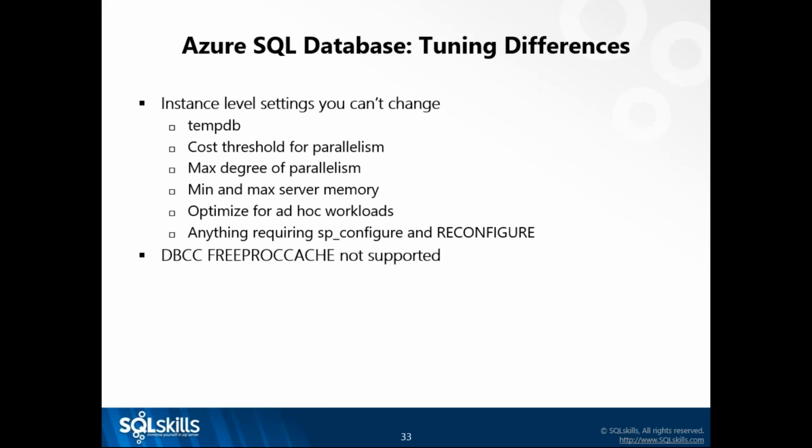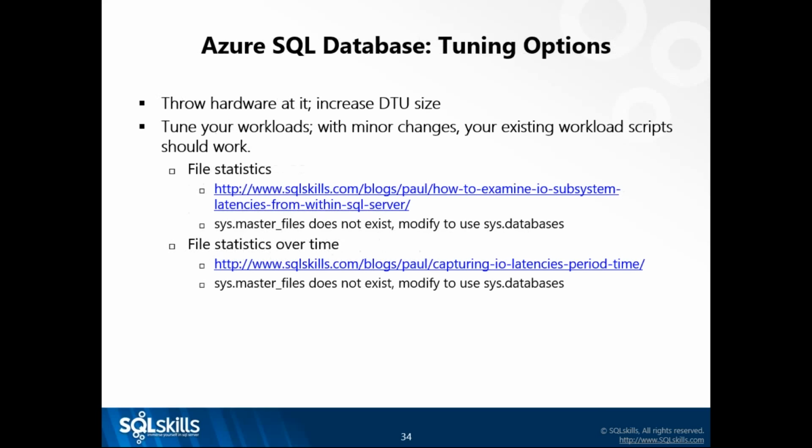That's because it's a database scoped configuration model, meaning we get a database, we get to use that database, we don't touch anything else. And DBCC FREEPROCCACHE is not supported, but you can use the ALTER DATABASE SCOPED CONFIGURATION CLEAR PROCEDURE_CACHE. So our tuning options, we're used to throwing hardware at it. In this case, it means increase your DTU or increase to a higher vCore, or you can tune workloads. So tuning workloads is really where it's at with the whole platform as a service Azure SQL Database.